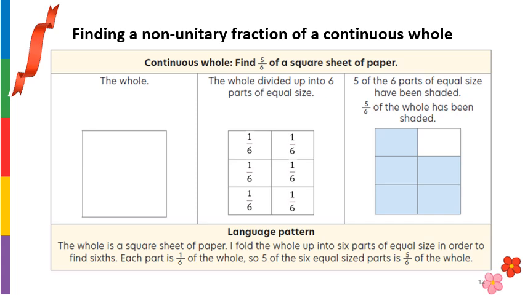I'm going to read at the bottom where it says language pattern. The whole is a square sheet of paper. I fold the whole up into 6 parts of equal size in order to find sixths. Each part is 1/6 of the whole. So 5 of the 6 equal parts is 5/6 of the whole. I'm sure this will help you to make more sense of it.